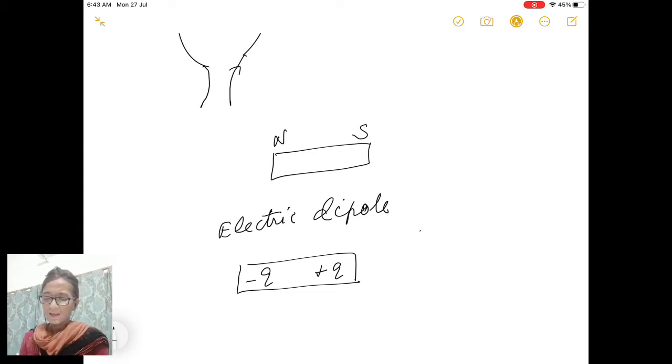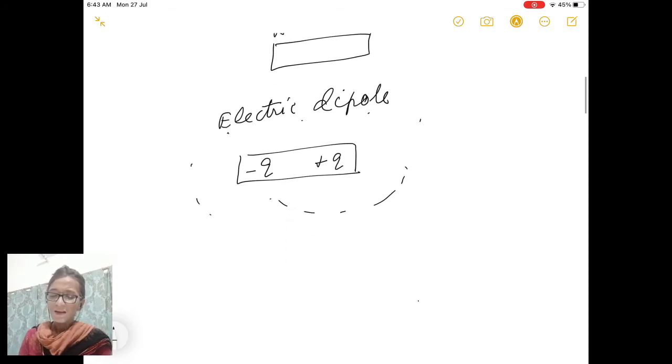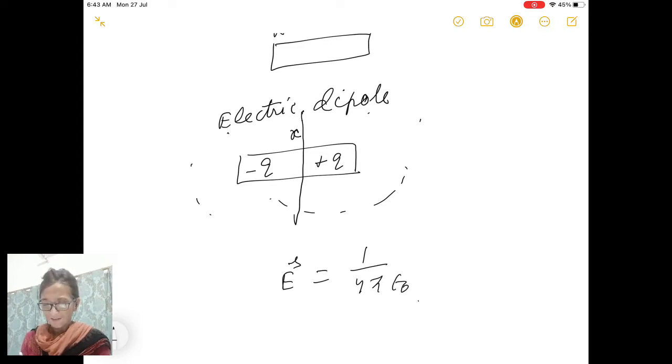It creates an electric field all along the space of the dipole. And this field along the perpendicular bisector plane at a distance x is given by 1 upon 4 pi epsilon naught, where this is the electrostatic constant, times the dipole moment upon this distance cube. So this is how the electric field due to a dipole is given.